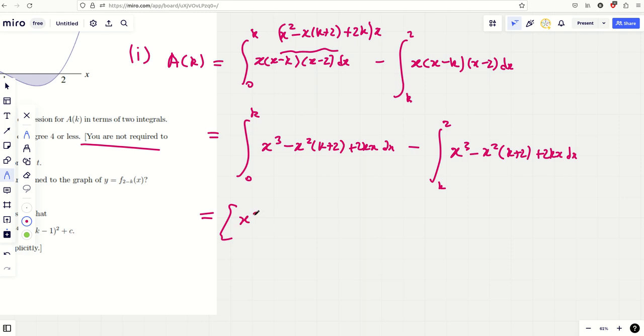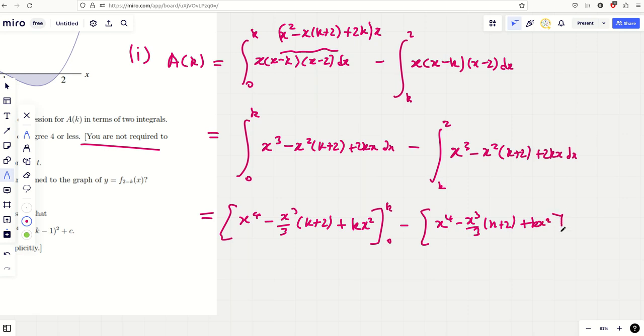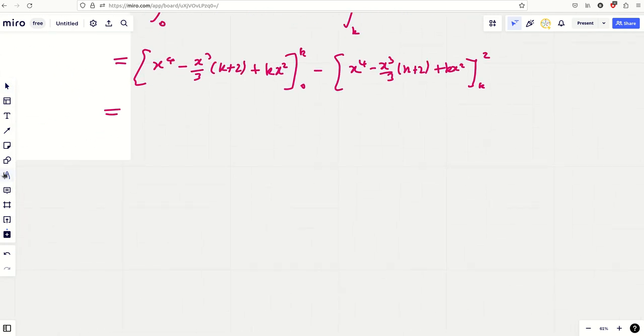Okay, so we're going to have x to the 4 over 4 minus x cubed over 3, k plus 2, because k is just a constant, plus k x squared between k and 0, and then exactly the same thing between k and 2, plus kx squared between k and 2. Let's get the limits the right way round this time. Okay, so what does that come to?